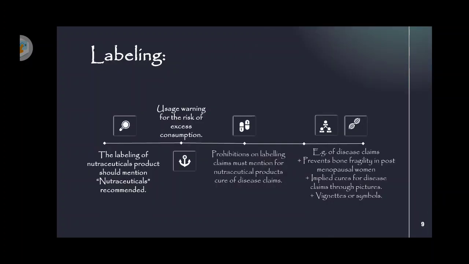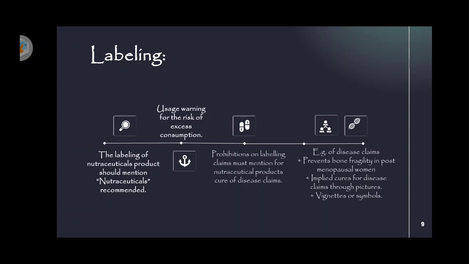Now, once we make a nutraceutical product, we label that product, and these are the guidelines for labeling. The labeling of the nutraceutical product should mention the recommended usage. A warning for the risk of excess consumption should be mentioned, that you should not consume more than that. Then the prohibition on labeling claims must be mentioned: cure of disease claims, for example, claims that it prevents bone fragility in postmenopausal women, and implied cures for disease claims through pictures, vignettes or symbols. These are the things that must be included.